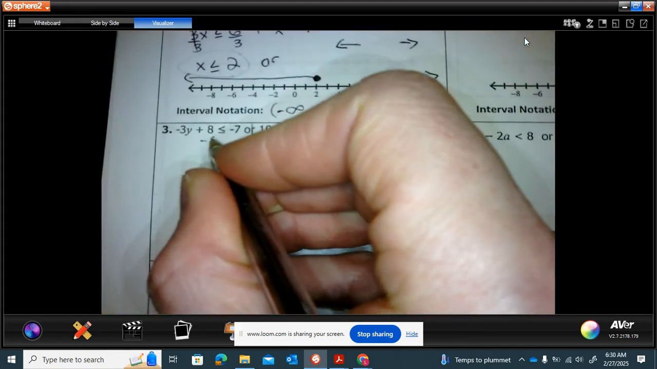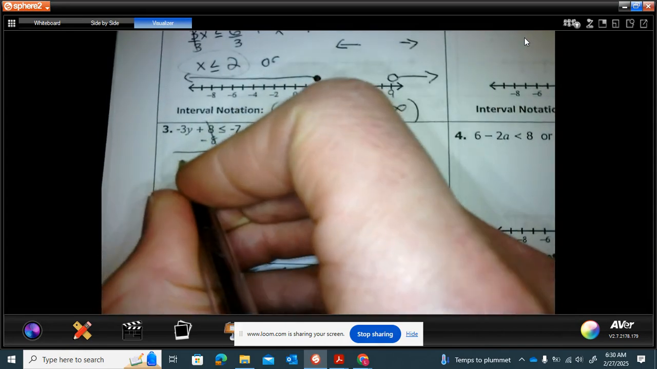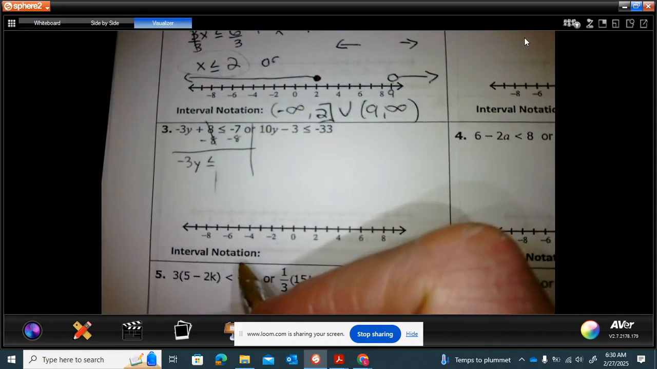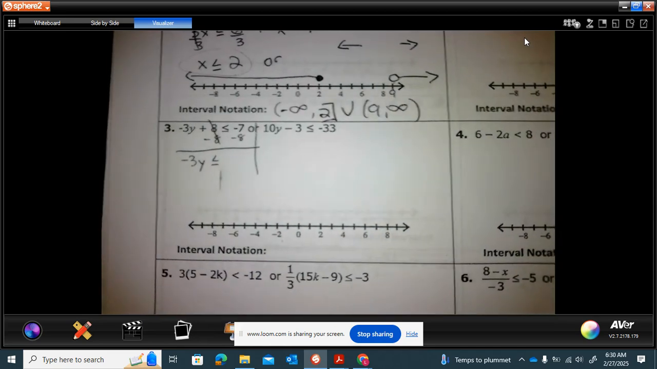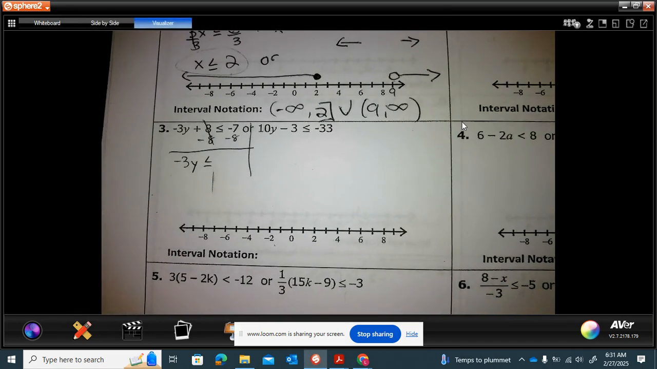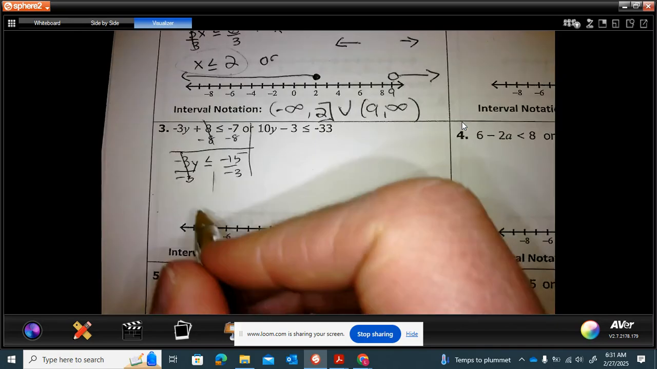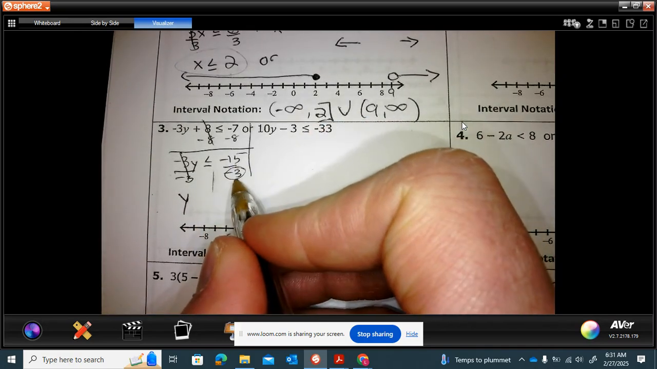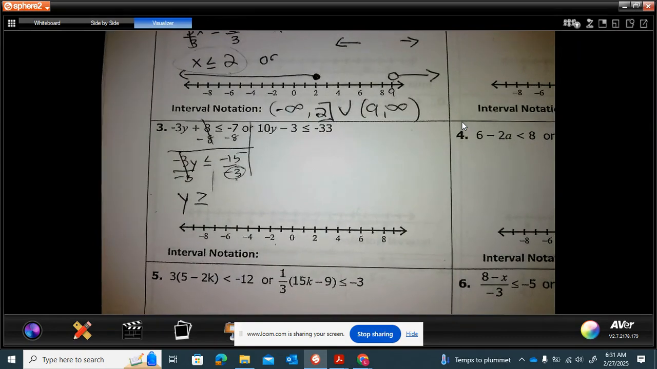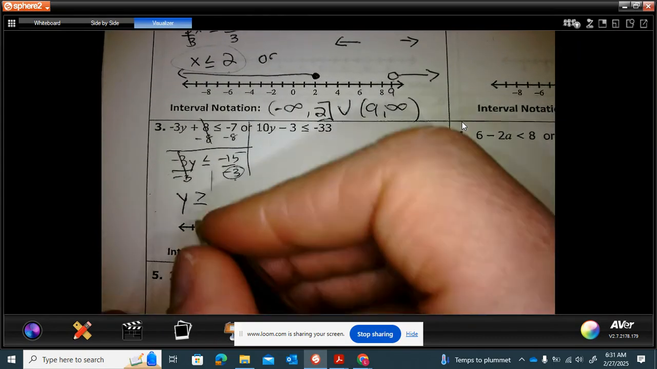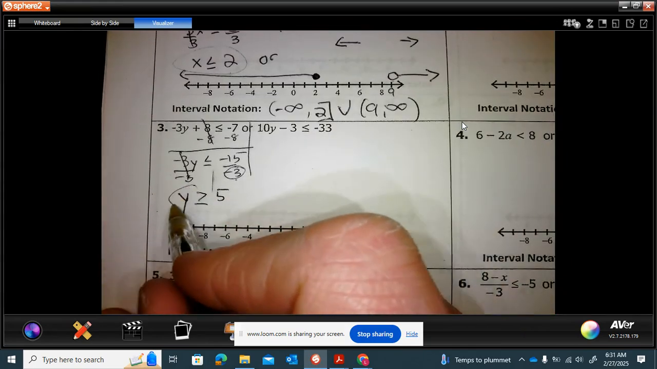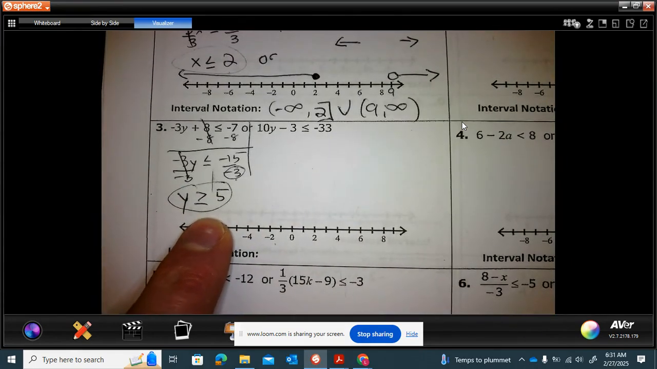And I'm going to start by subtracting 8. And when I do that, I get negative 3y. I bring down the less than or equal to. Whoops, not what I wanted to do. Clicked the wrong button. Okay, so then negative 7 minus 8 is negative 15. I divide by negative 3. Because I'm dividing by a negative on the bottom, my inequality symbol changes, and then negative 15 divided by negative 3 is positive 5. However, you have to remember to flip your symbol. That's what we learned when I was here.